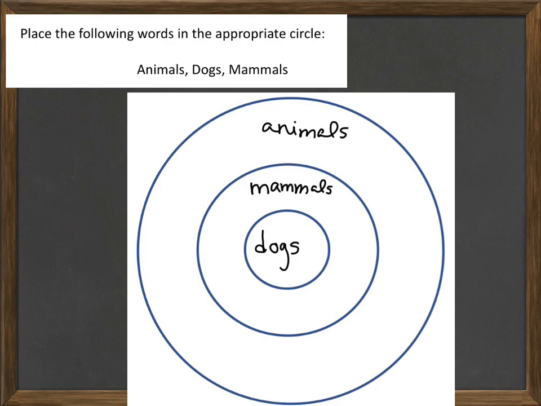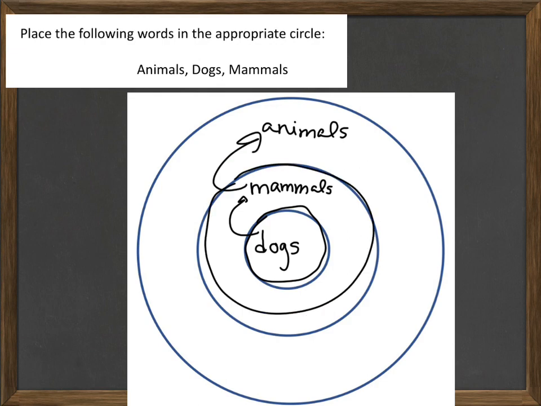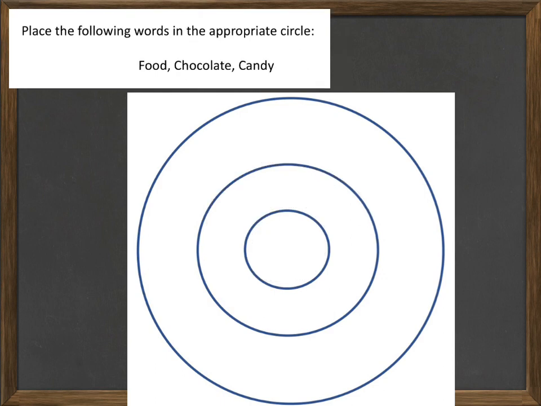We're saying that everything in this circle is also this, and everything in this circle is also this. So let's do this one more time. Now we have food, chocolate, and candy. So pause this for a minute, see if you can fill it in, and then we'll go over it.